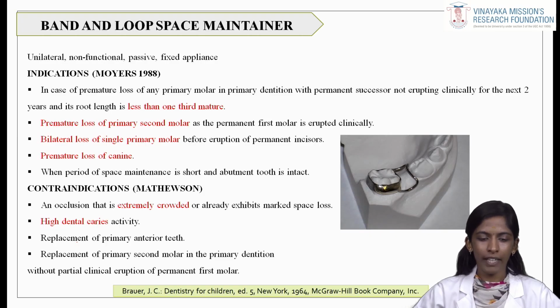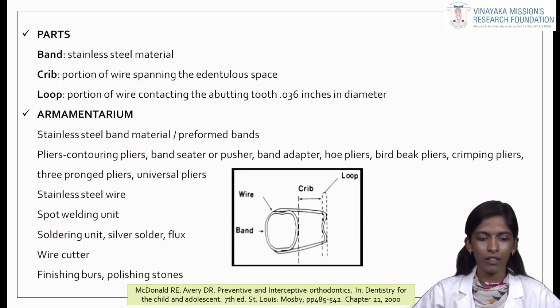Next is premature loss of canine. Next is when the period of space maintenance is short and the abutment tooth is intact. Contraindications, which were given by Matthewson, include an occlusion that is extremely crowded or already exhibits marked space loss, high dental caries activity, replacement of primary anterior teeth, and replacement of primary second molar in the primary dentition without partial clinical eruption of the permanent first molar.